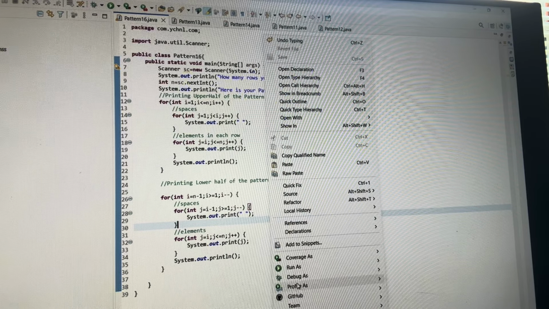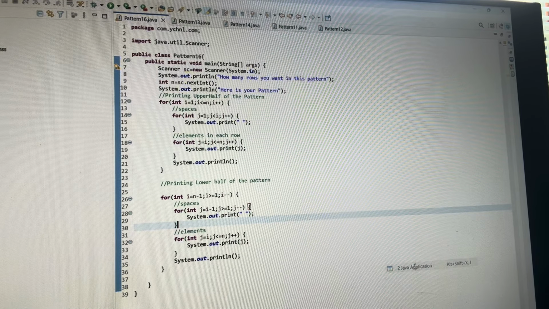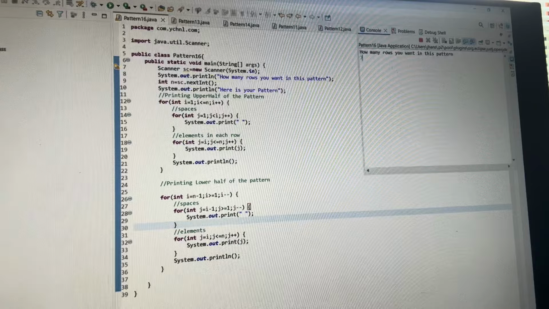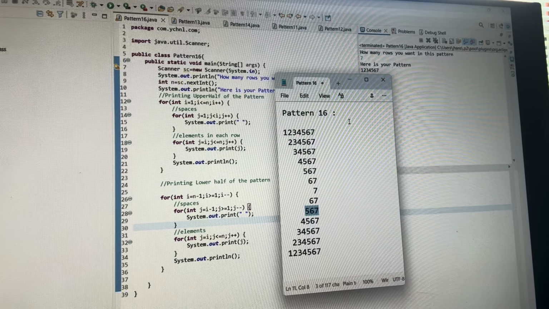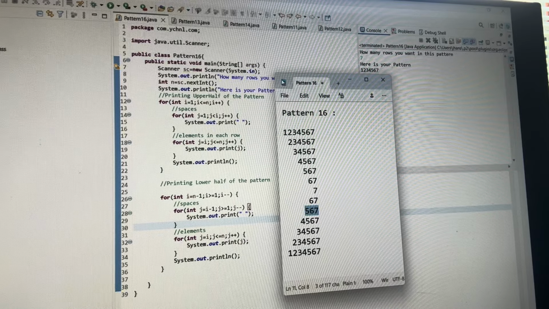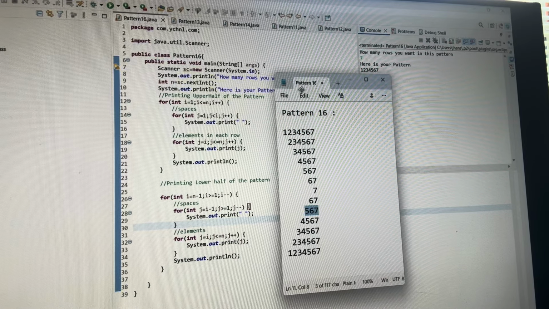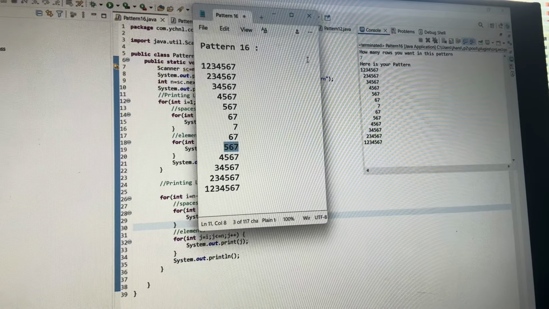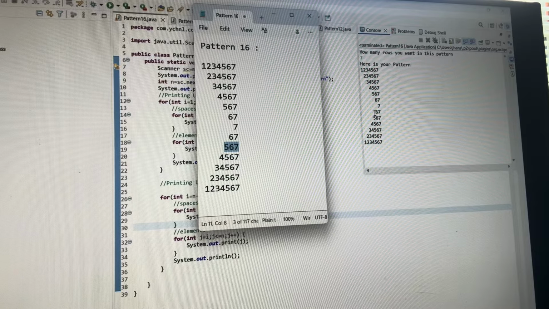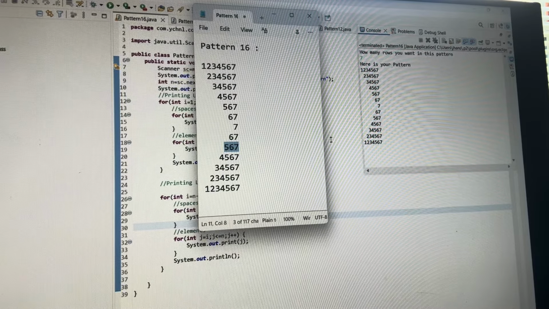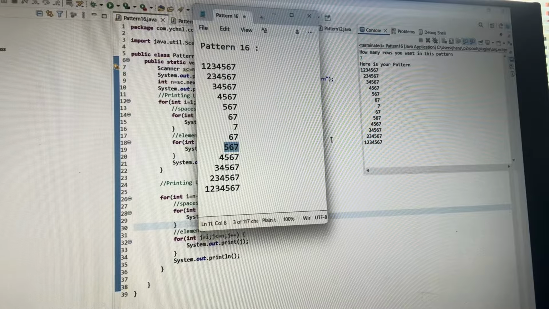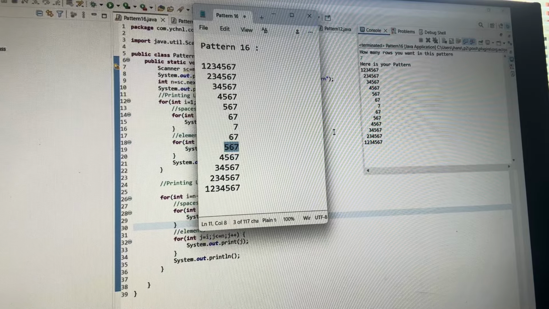So if you run this program now, this is what we want, right? Exactly. See, 7, 6, 7, 5, 6, 7, 4, 5, 6, 7. So this is how I have to write the program for this pattern.